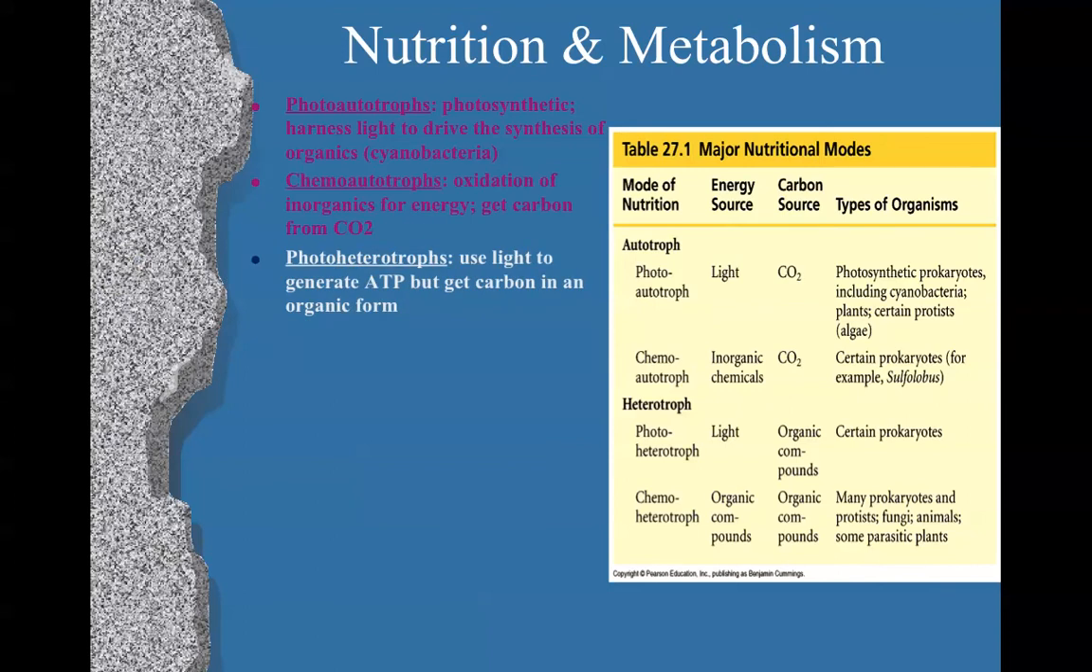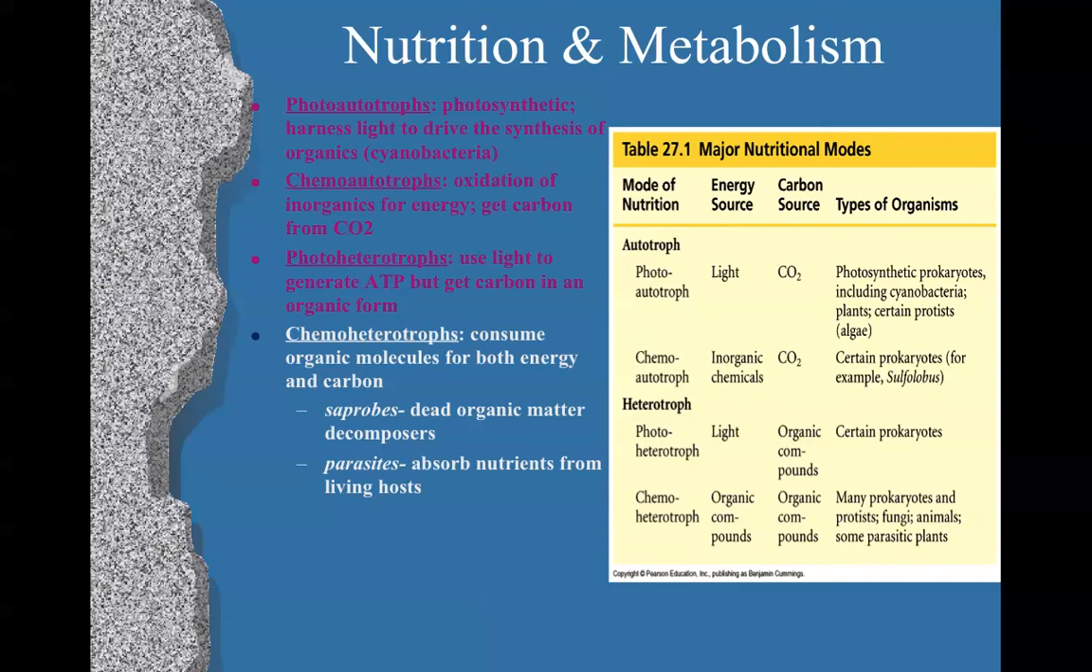Alright, a photoheterotroph is an organism that gets its energy from light, but gets its organic compounds, or its carbon, from eating organic compounds. There's not a lot of examples of this, but there are some prokaryotes that do that. Chemoheterotrophs are organisms that get their energy from eating organic molecules or organic compounds, and they also get their source of carbon from eating those organic compounds. So we're a good example of chemoheterotrophs. We get our energy from food, and we get our carbon from food.